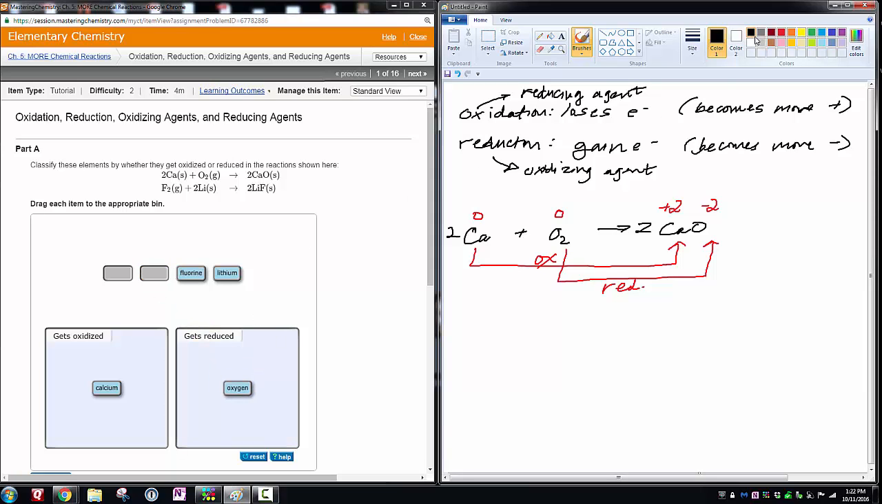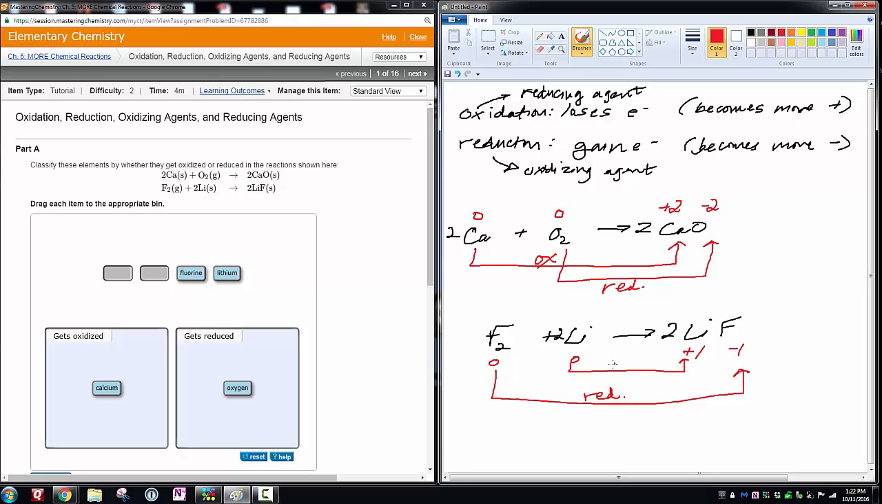We can play the same game here with the next one. F2 plus lithium goes to form LiF. And we could balance this. Doesn't affect our analysis, but that's okay. Elemental, neutral, elemental, neutral. Ionic compound. Lithium's in group 1. Fluoride's in group 7. And those must be the right charges because they've got to cancel. So fluoride became more negative, so that means that it was reduced, gained electrons. Lithium became more positive, that means it was oxidized.